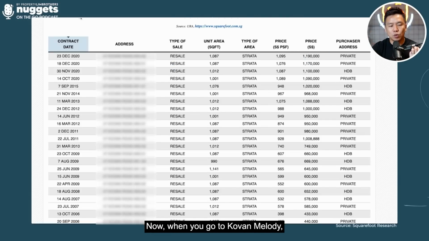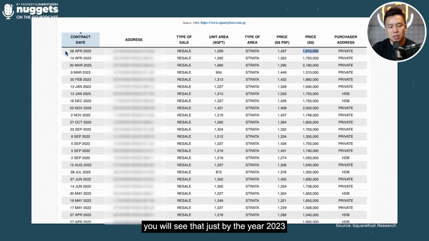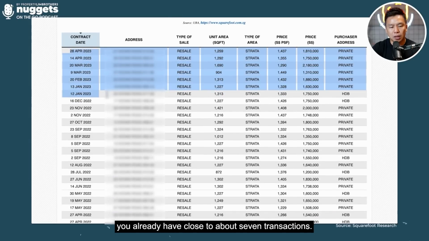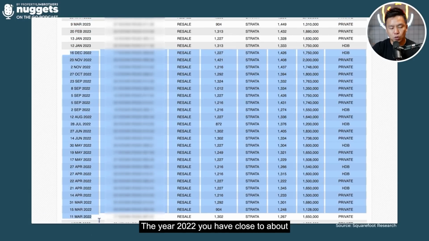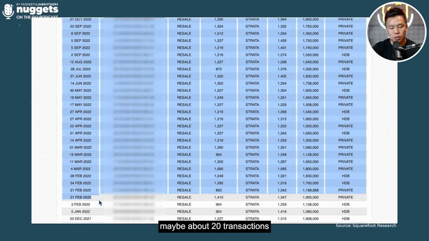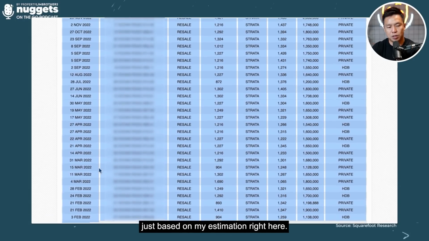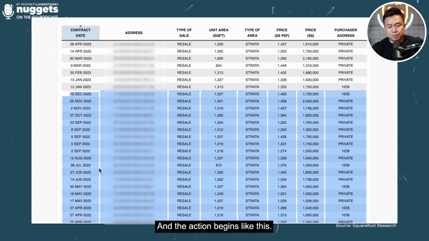Now, when you go to Kovan Melody, you will see that just by the year 2023, you already have close to about 7 transactions. The year 2022, you have close to maybe about 20 transactions, just based on my estimation right here. And the action begins like this.